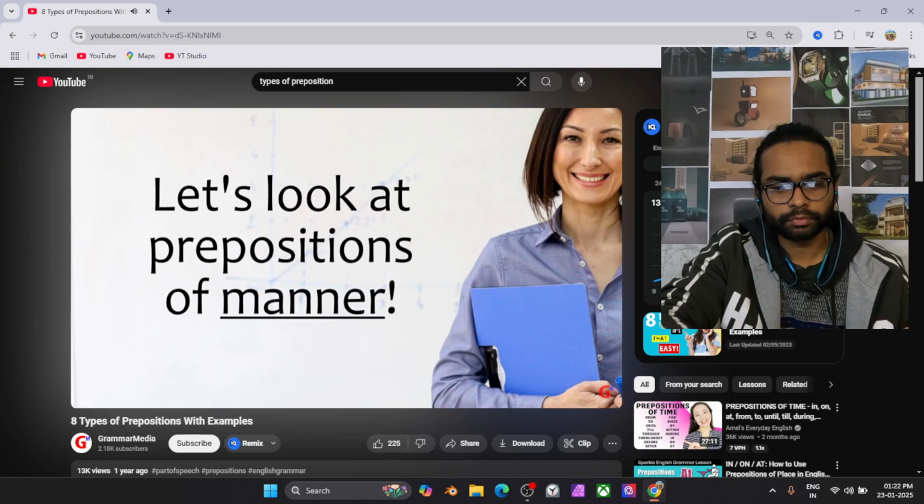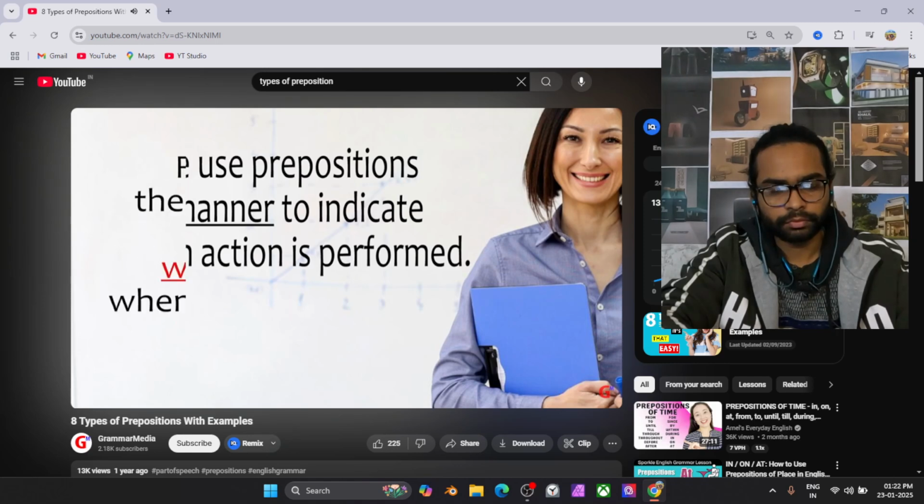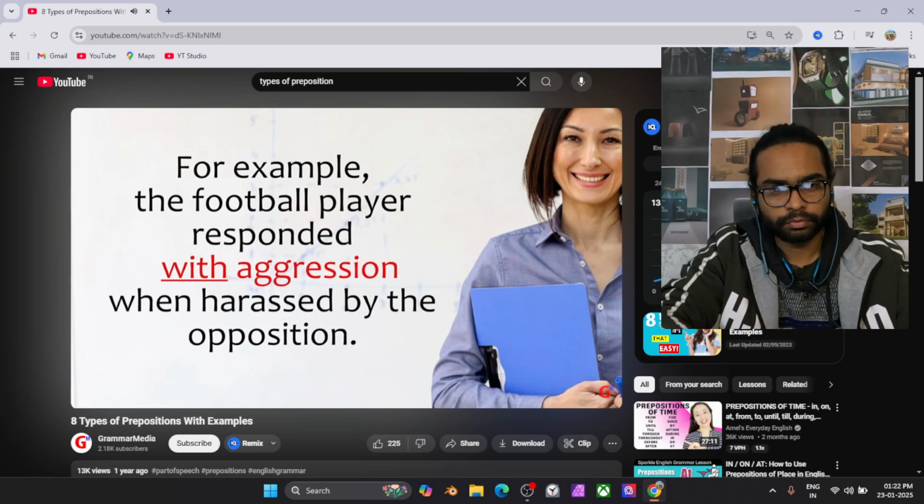Fourth, let's look at prepositions of manner. We use prepositions of manner to indicate how an action is performed. For example, the football player responded with aggression when harassed by the opposition. Here the preposition with tells us how the football player responded. He responded with aggression.